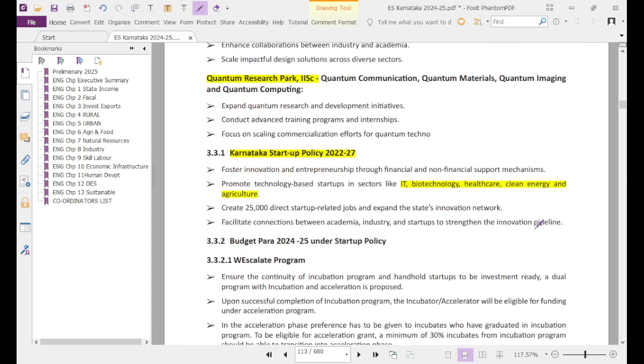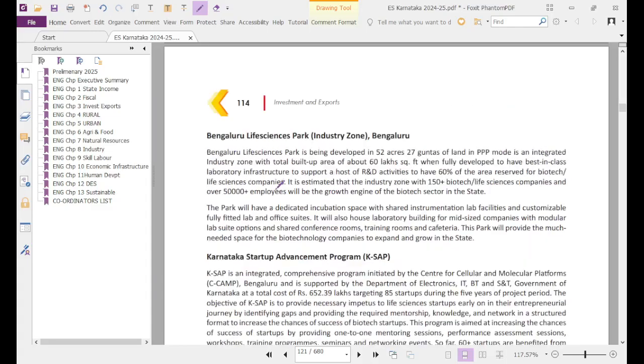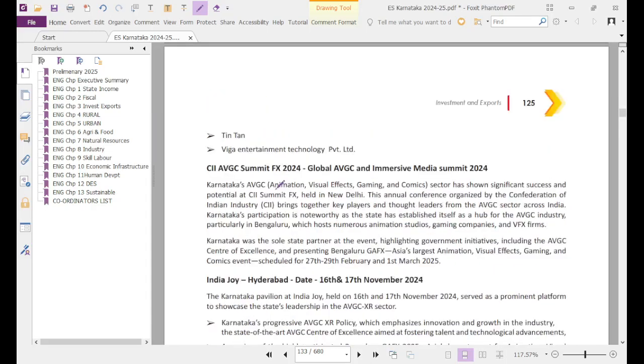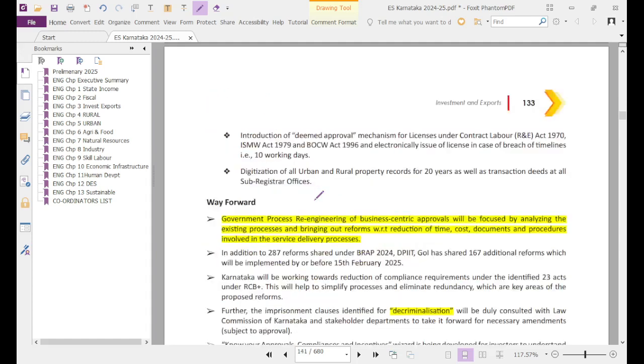right? IAS is also there, where research activities have been envisaged in partnership. The Karnataka Startup Policy is also in place, especially in these sectors. See, all these policies you can list them down and you can quote them in the answers. Yeah, so like that, that has been done. I'll go very fast. So like this. And Karnataka ranks first in software export, we discussed, and fourth in merchandise export.